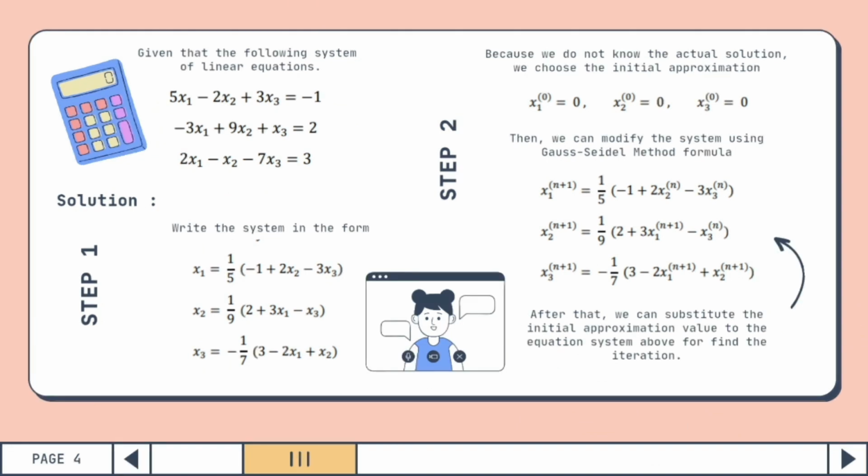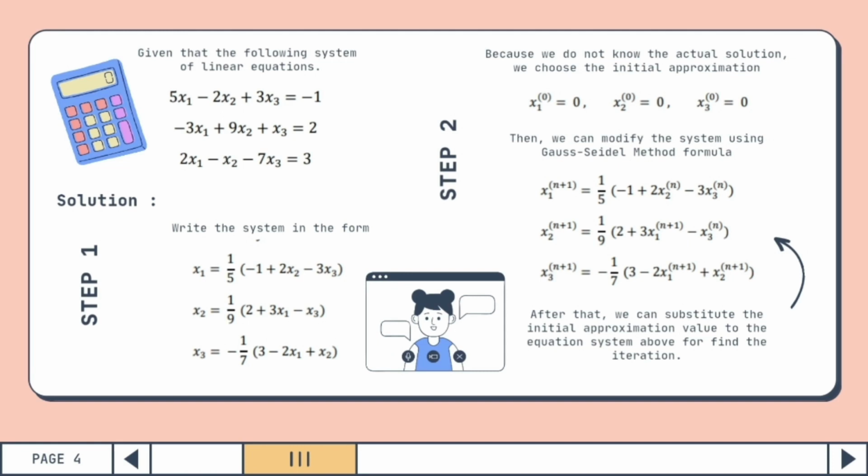So there is an example that we found in the lecture notes. Given the following system of linear equations, you can see it on your screen. This kind of system you can solve using the Gauss-Seidel method, Gauss elimination, the Jacobi method, and many more. But in this video, I'm going to explain the Gauss-Seidel method.